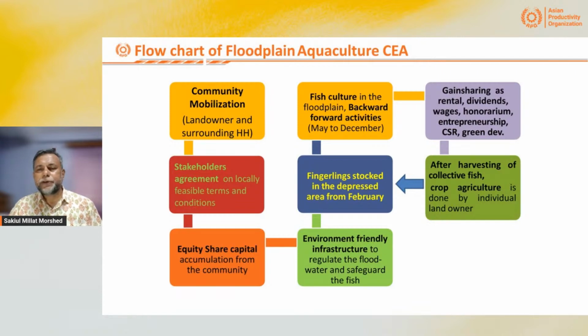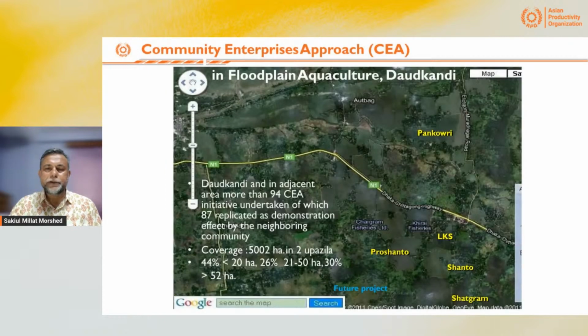And after harvesting the fish, the gains are shared among the community in different forms, like rental, dividend, wage, honorarium, and entrepreneurship opportunities. And also there are CSR and the green development process as well. I will explain it later. And then after harvesting the fish, this floodplain goes back to the individual landowners, to do the cropping in their own land.